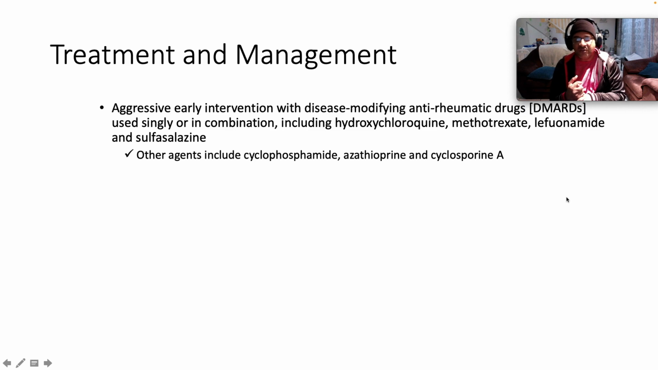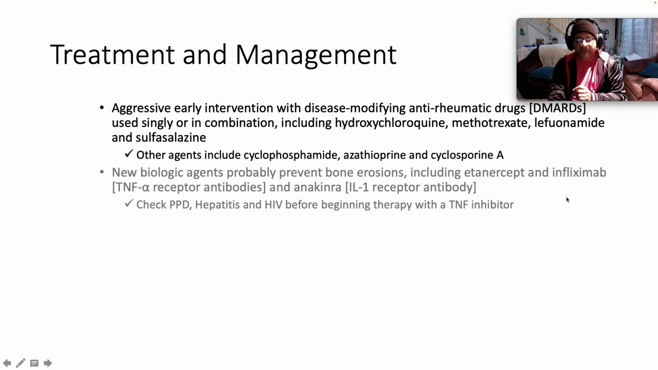You can also use leflunomide and sulfasalazine, other agents like cyclophosphamide, azathioprine, cyclosporin. Then, of course, if the disease is refractory to those, you can use biological agents, which probably prevent bone erosions, including etanercept and infliximab, which are tumor necrosis factor alpha receptor antibodies, and anakinra, which is an interleukin-1 receptor antibody. But remember, you want to rule out infection first.